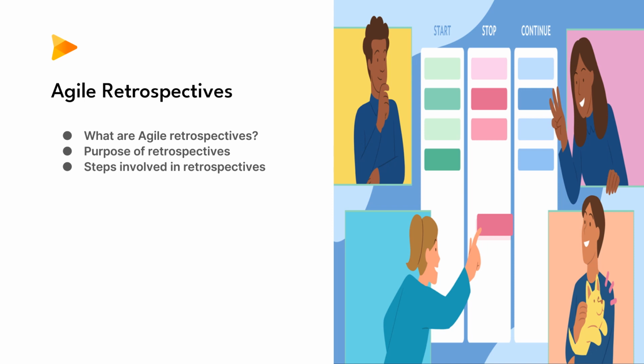An Agile retrospective, often referred to as a retro, is a collaborative meeting held at the end of each iteration, or sprint, in Agile projects. The purpose of the retrospective is to evaluate what went well, what didn't go well, and what improvements can be made to enhance team effectiveness and project outcomes.